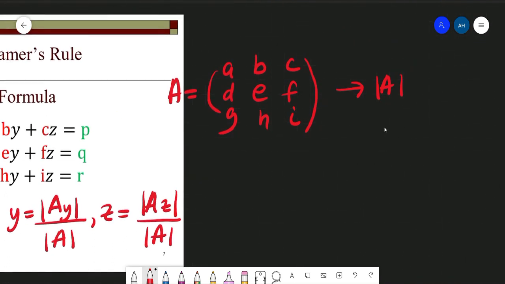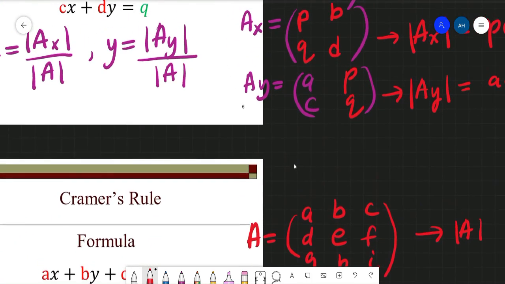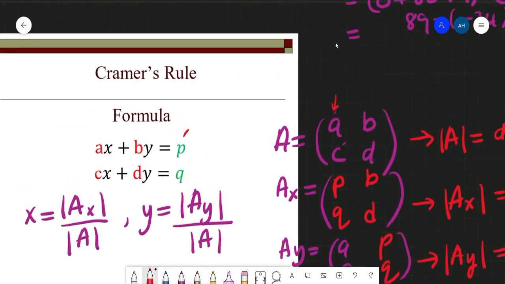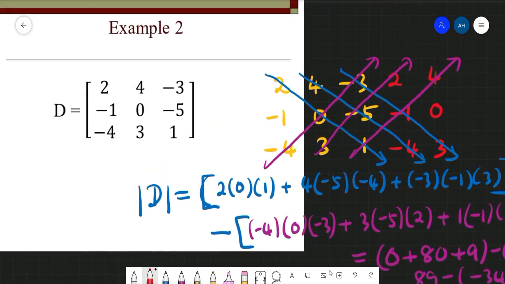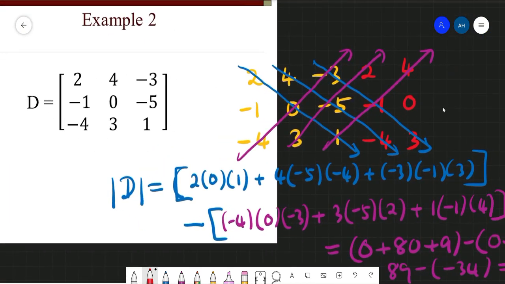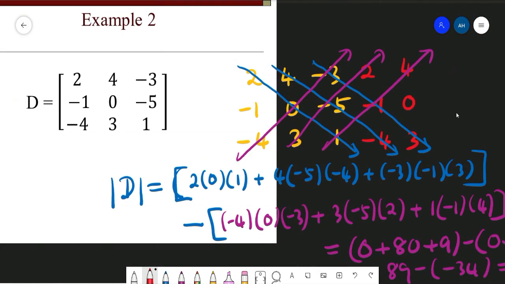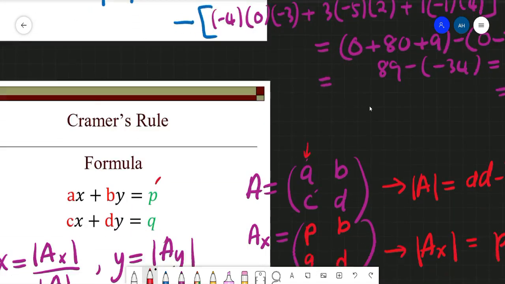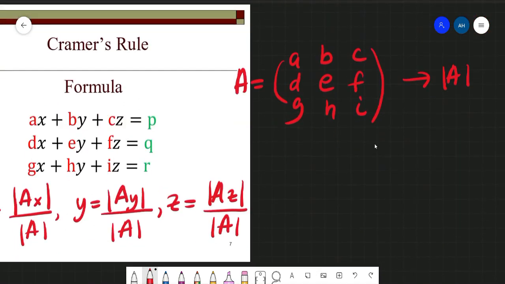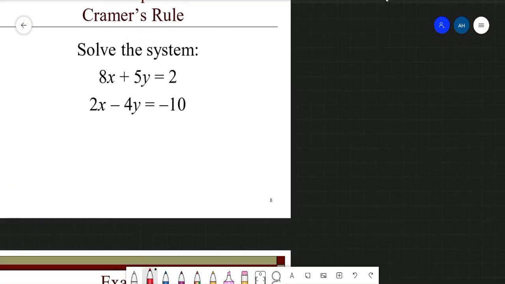Now, how to find the determinant of A? Remember, I already explained in example number 2 how to find the determinant of A, by using arrows. 3 arrows going downwards, and then we also have 3 arrows going upwards. Like this one. We are going to find the determinant like this. We have 6 arrows all together, 3 downwards and 3 upwards.